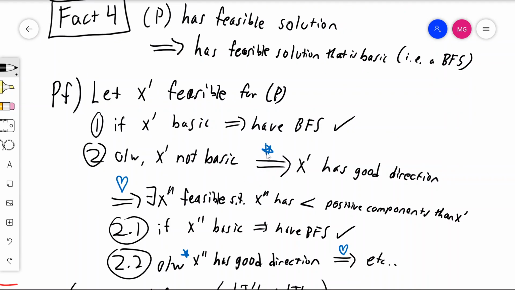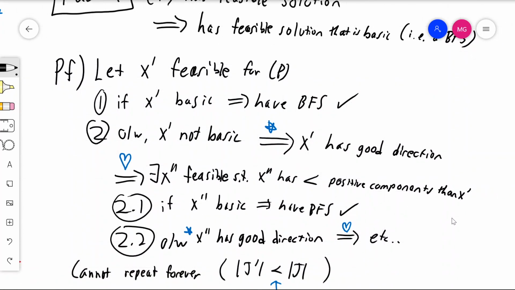I think that was fact 3, the one we decorated with a star. But anyways, whichever one got decorated with a star, we know that if our feasible solution is not basic, then it has a good direction. And then we know from the other fact that we decorated with a heart that because this vector has a good direction, that guarantees us there's a new feasible solution x double prime, where x double prime has strictly fewer positive components than x prime did.